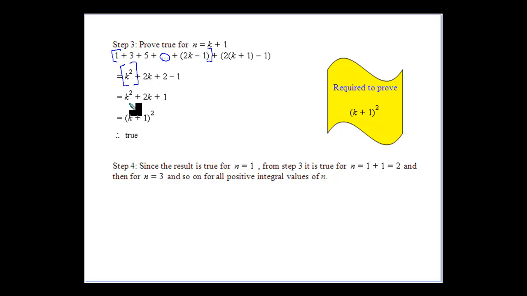Clean it up, we get k squared plus 2k plus 1, which can be factorized to (k plus 1) all squared. Therefore it's true. Step 4, we can say that. So we can see how we're manipulating our algebra every time to get down to what we want, and it should get down there, otherwise we haven't proved it.